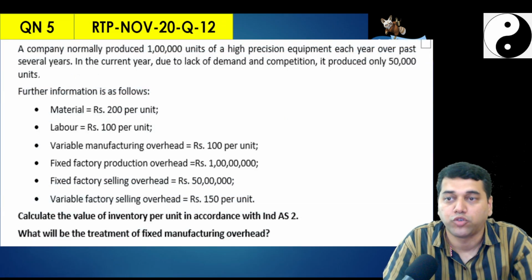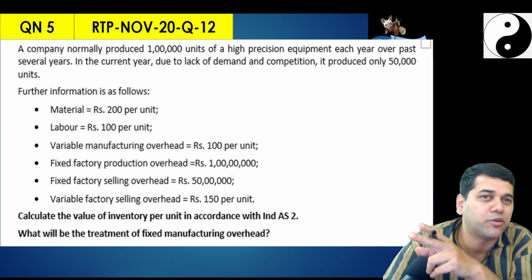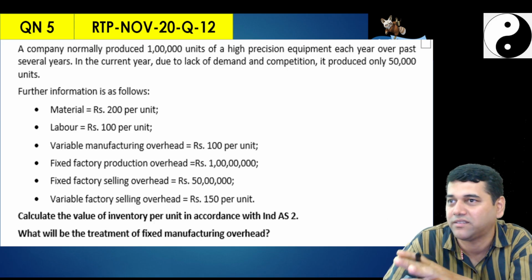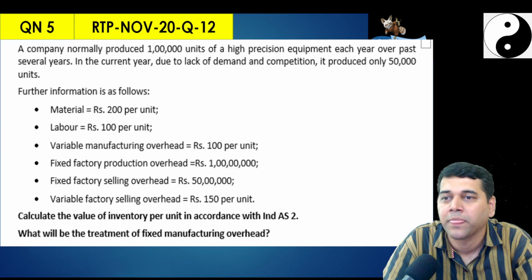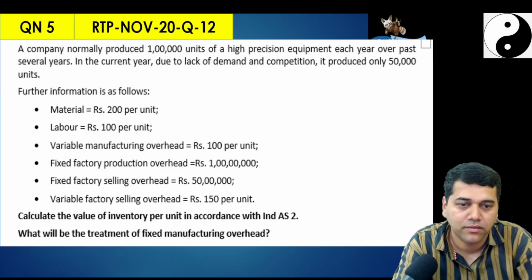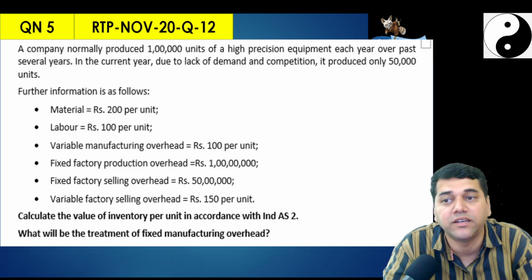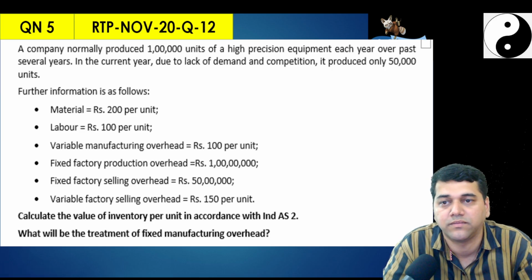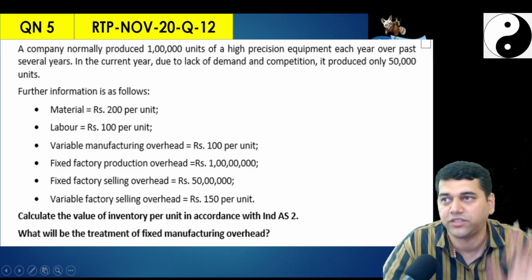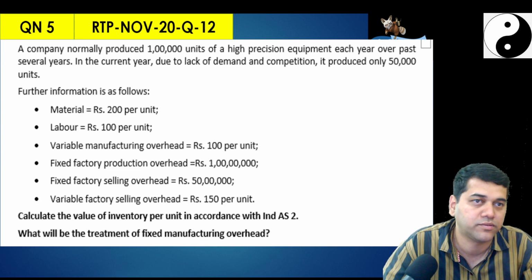Yes, one more RTP question. A company normally produced one, from now onwards no issues. That is one particular problem because of that labor hours; it is irritating. Now onwards, very simple life. A company normally produced 1 lakh units of high precision equipment every year for the past several years. In the current year, due to lack of demand, it produced only 50,000 units. Okay, so understood that there is an inefficiency, and allocation should go based on the normal hours.